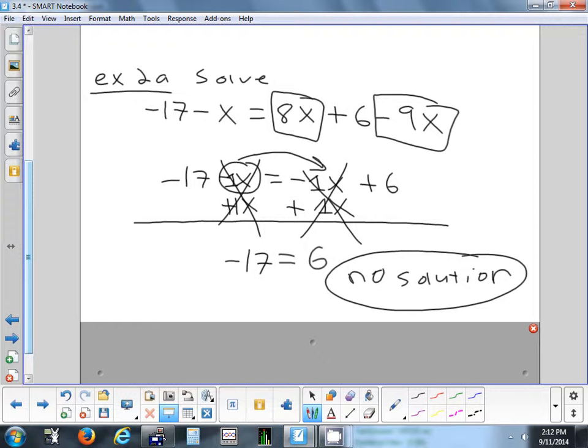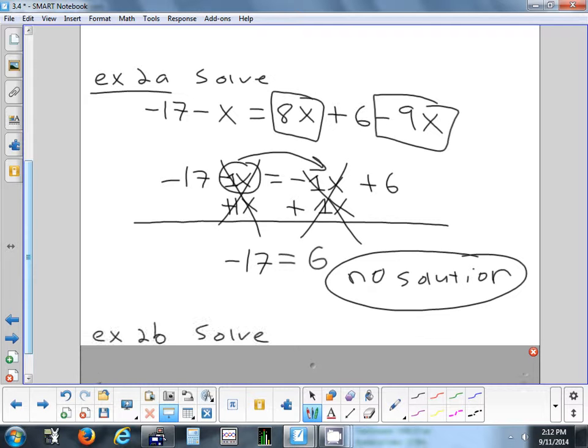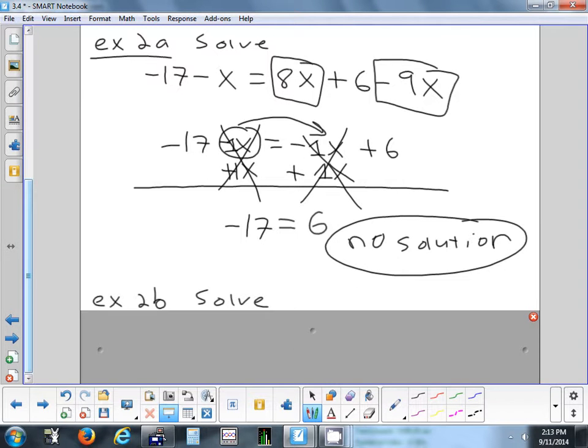So again, the way you know that is all your letters are gone. When all your letters are gone, that's when you've got to start looking at it and be careful. If you have different numbers like we do here, that's no solution. Is negative 17 the same as 6? No, that's not true. There's no solution.